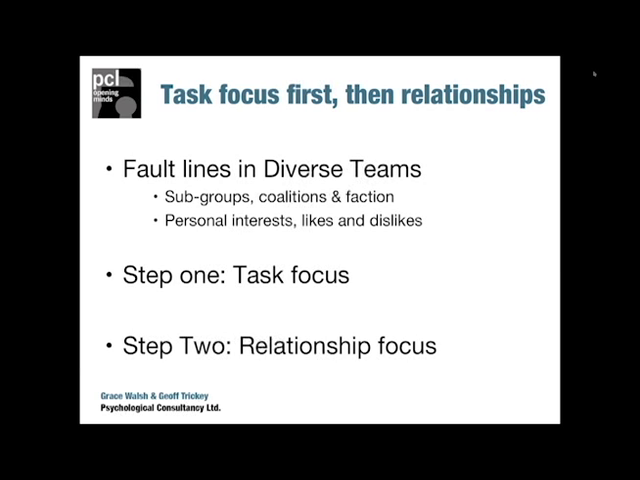The other issue about groups is, of course, any group of people may or may not get on, and it's quite natural for fault lines within teams to develop. So subgroups, coalitions and factions we describe them as, or it's maybe just personal interest. People have similar likes and dislikes. The thing about this is it doesn't matter. You don't have to like someone to be effective with them in a team. So the important thing is to remain task focused in your initial attempts to bring a team together.